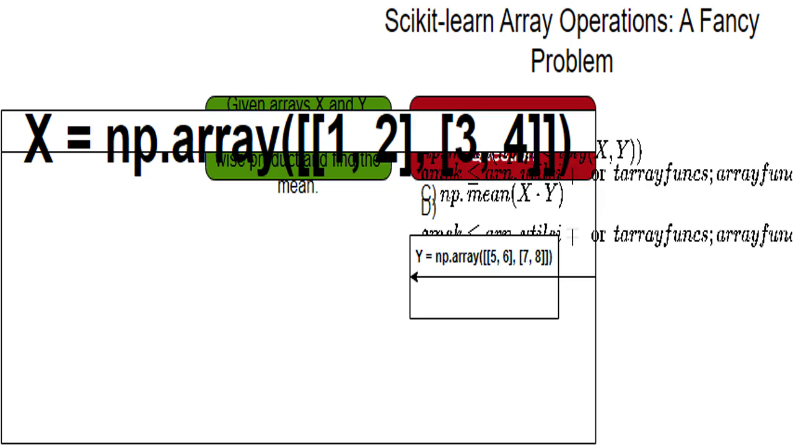Option C is a shorter way of doing the same thing as option A. The asterisk operator in NumPy provides the element-wise multiplication, so this is more concise.